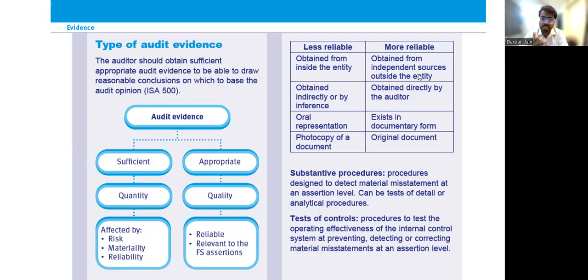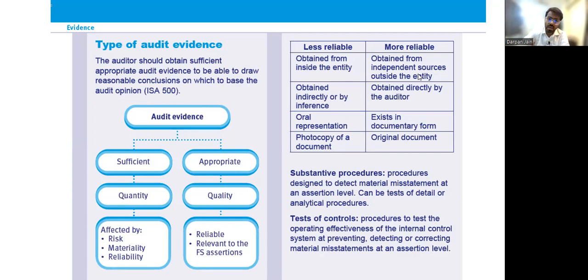Oral representation is less reliable. Photocopy of a document is less reliable. This we've already discussed, right? See the left hand side also quickly. It is talking about sufficiency and appropriateness. Sufficiency is related to quantity, which is affected by risk, materiality, and reliability. Appropriateness is quality, which is determined by two things: relevance and reliability. Whether it is relevant and whether it is reliable.